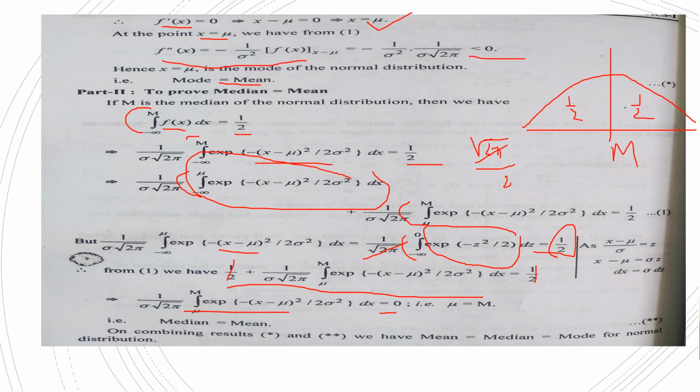It means that if this integral is equal to 0, the lower limit must equal the upper limit. If any integral from a to b is 0, then we can say that the upper limit is equal to the lower limit. If both upper and lower limits are the same, then the integral gives 0. So nu is equal to m. What is m? m is our median. So we get median is equal to nu. So in both cases, we have found mode, mean and median are equal to nu.